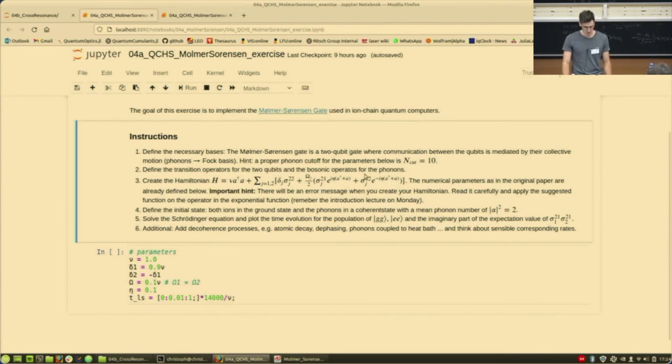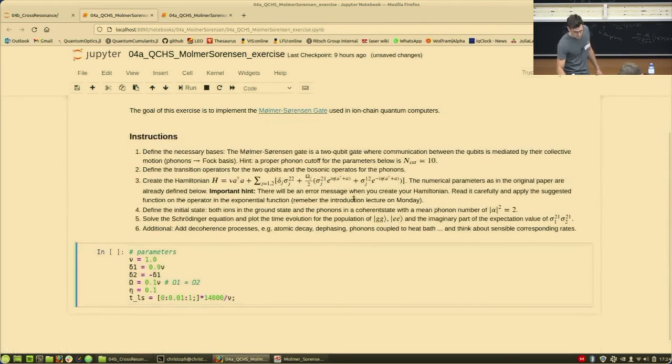There's one important hint which you will figure out if you try to implement this. This is the exponential function of an operator. And the problem with this is that the operator is a sparse matrix, and this exponential function doesn't like sparse matrices. If it's a dense matrix, everything works. If you just try it, you would get an error message, and in this error message it's recommended to transform it to a dense matrix, and then everything is fine again. But that's also part of the game, that you need to read the error message and adapt your code accordingly.